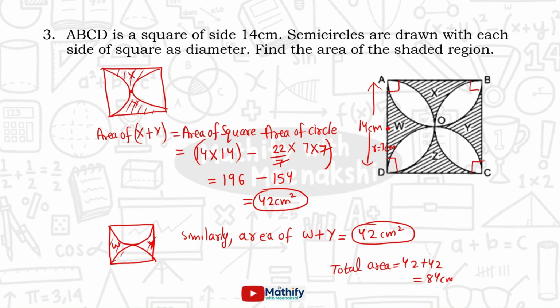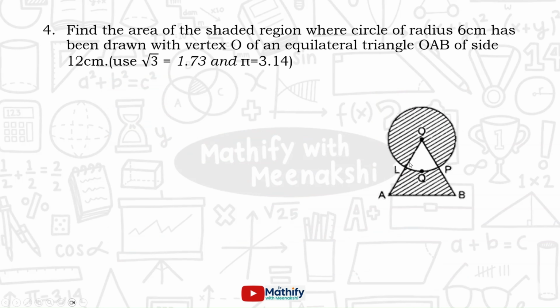84 centimeter square. Now let's move to the next question. We have to find the area of the shaded region, and it's given that the radius of the circle is 6 centimeter and the side of the triangle is 12 centimeter, and it's an equilateral triangle. We have to find the area of the shaded region. What can we do for that?